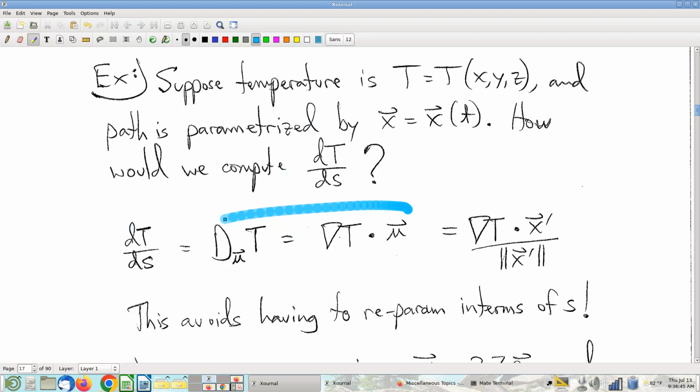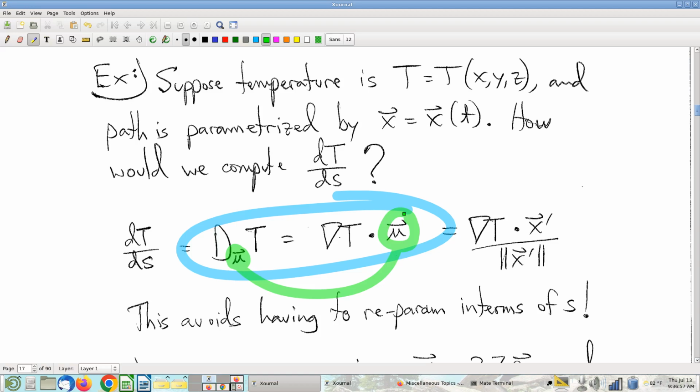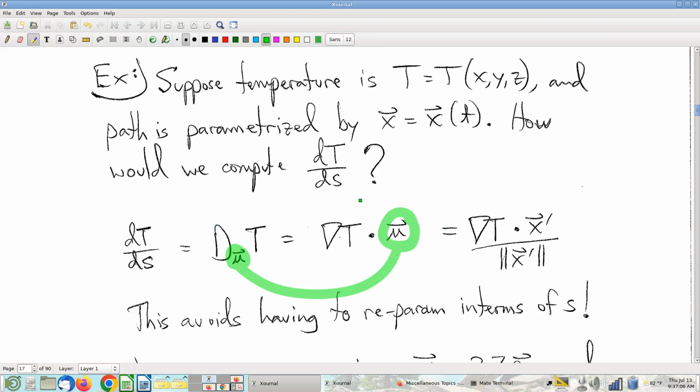Now, we also have an explicit formula for the directional derivative. Here it is. It's a dot product with the gradient. Specifically, though, it's the dot product of the unit vector pointing in the relevant direction with the gradient. So what it's come down to at this point is we've just got to figure out what is this unit vector that points in the direction that we're going.